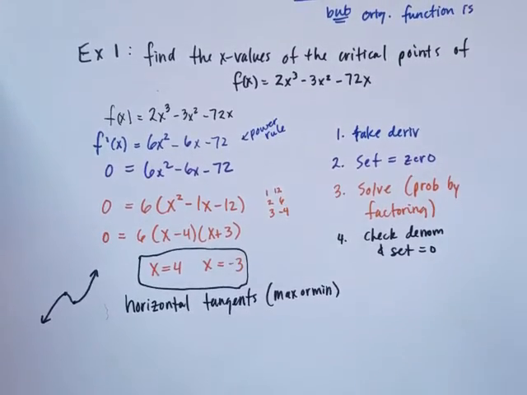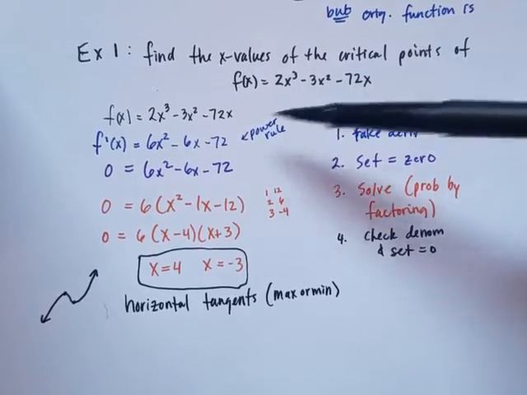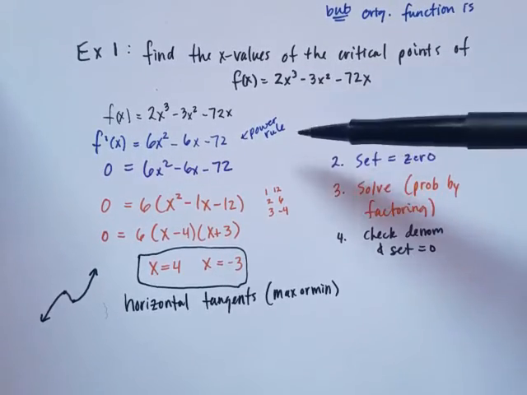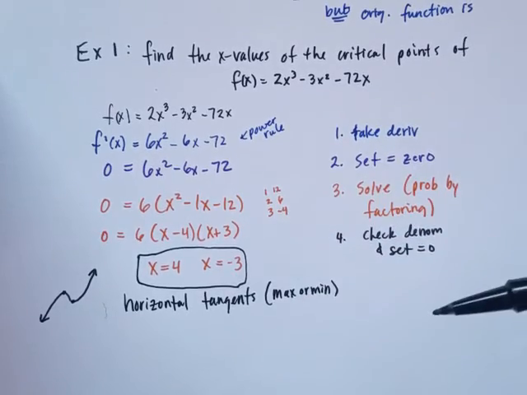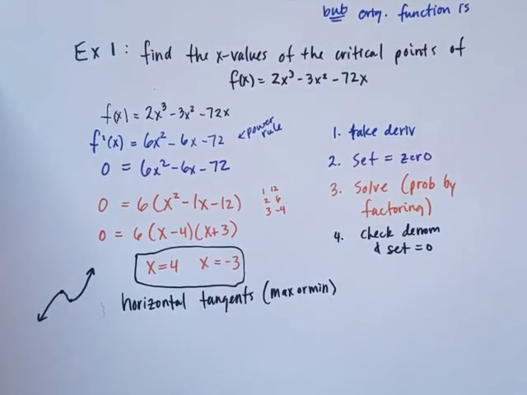So example 1, finding critical points by taking the derivative. I used the power rule here, setting that derivative equal to 0 and solving, and in this case I solved by factoring, and I even annotated that that was a horizontal tangent.